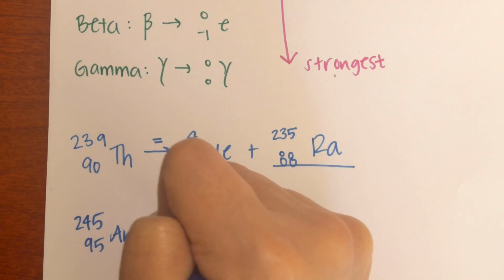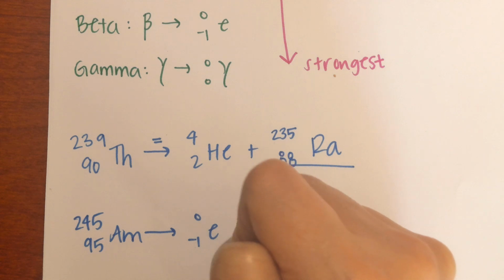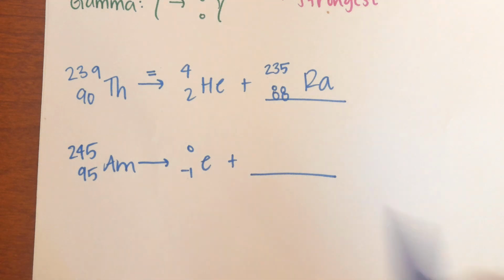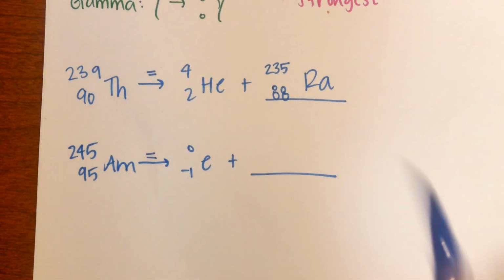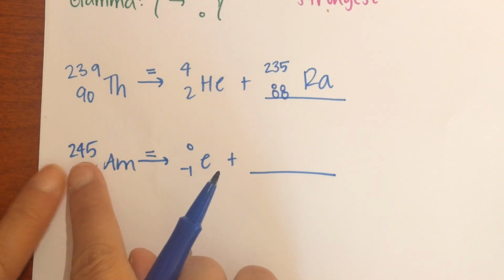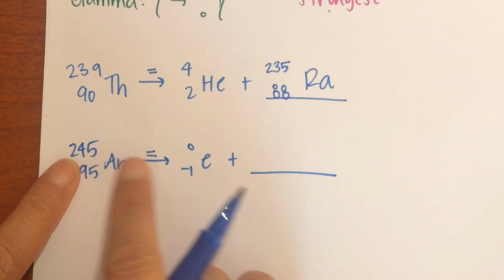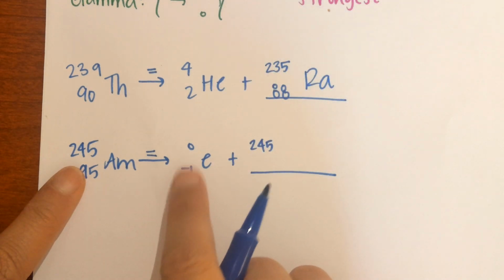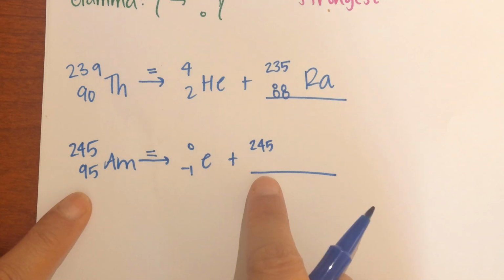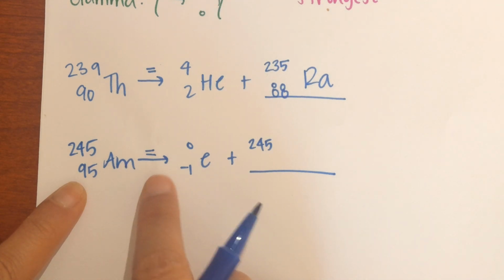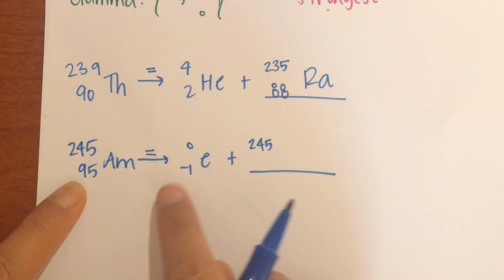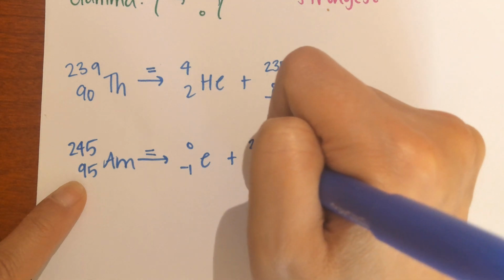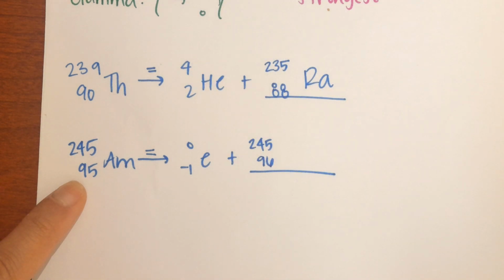Now if I give you beta, for example, 245, 95, Am. This is the beta example. Again, the same rule applies. If it helps, definitely write an equal sign. It helps me. We solve for the top and bottom number. So 245 equals 0 plus 245. That's why I love beta, because the mass number doesn't change, but the charge does. So 95 equals -1 plus what? With the -1, you have to be extra careful. So -1 plus 96 is your answer here.